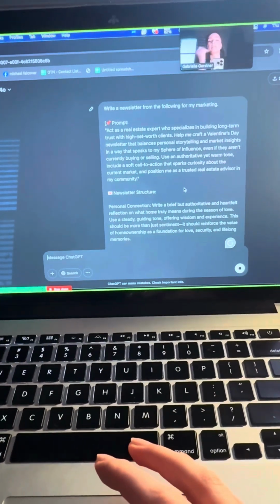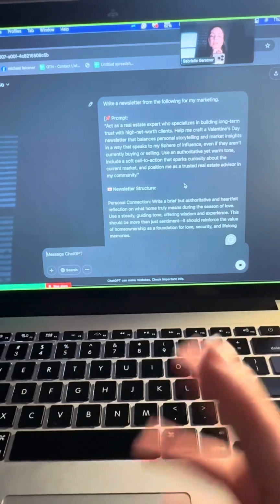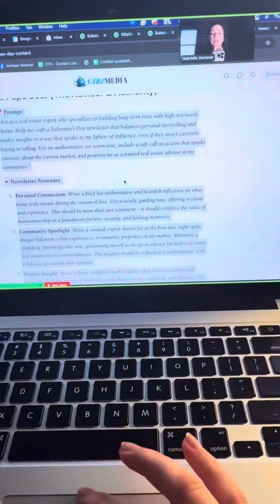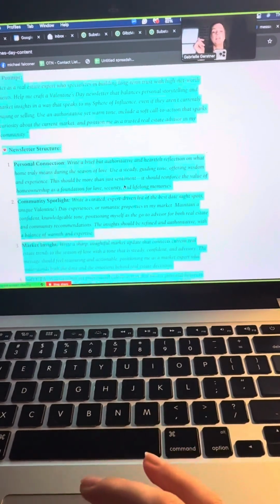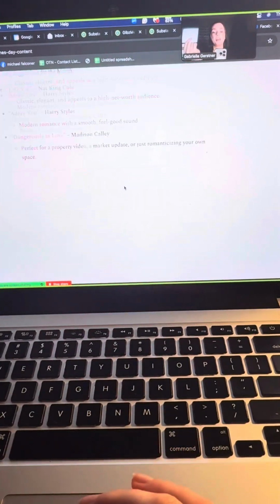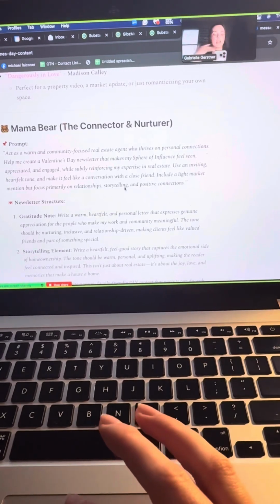So this is the Papa Bear prompt. The tone should have a bit more of a, what is the specific term that I gave, an advisor with authority, versus when we go to the Mama Bear, it's going to be really focused on more of a connector and nurturer.